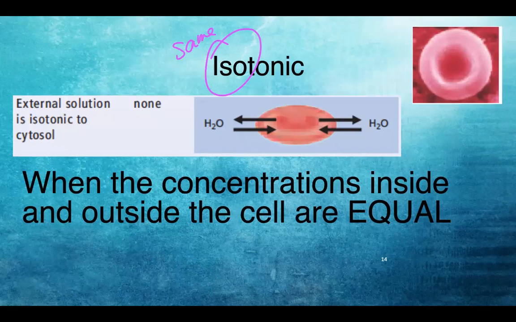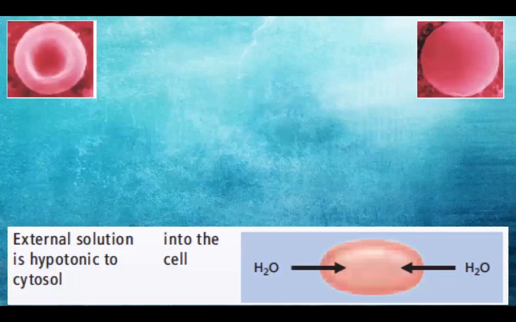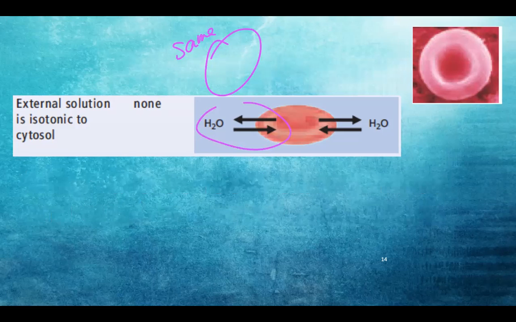Now, that doesn't mean that there is no movement of any molecules at all. Just like the diagram implies, it means that there is an equal amount of movement both in and out of the cell. So the important thing to understand here, there's a red blood cell up here. Being in an isotonic solution has no effect on a red blood cell because water will go in and out at equal rates.